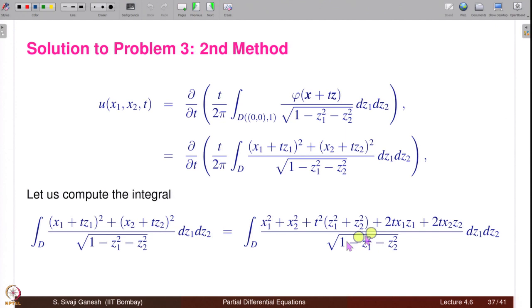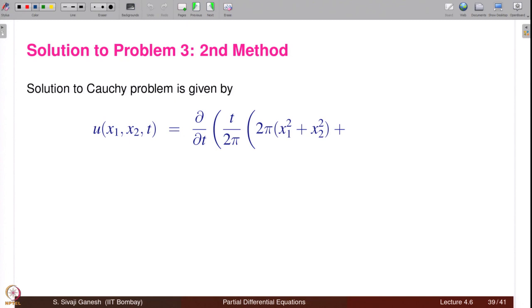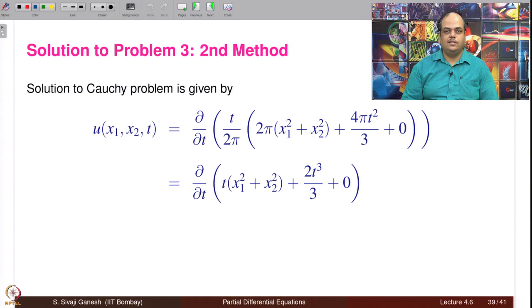Now, exactly as before, we are going to compute these integrals, which I leave as an exercise. Both these integrals are 0. Using polar coordinates, show that this integral is 2 pi and this integral is 4 pi by 3. Now, we are going to substitute in the expression for the solution. Please do these computations on your own. Once you compute the integrals, nothing is left, everything is easy.